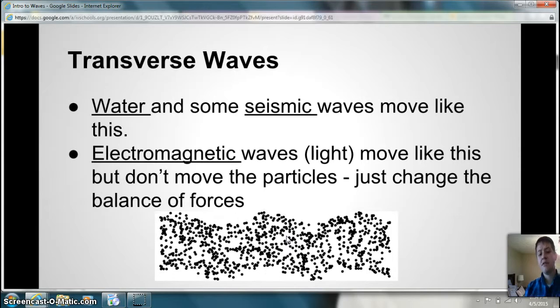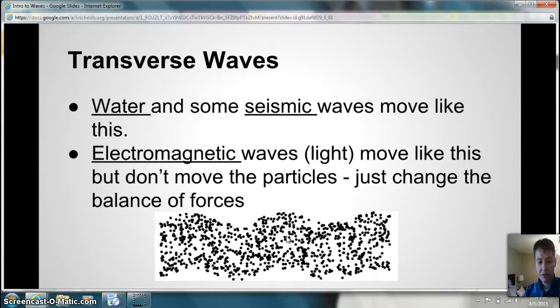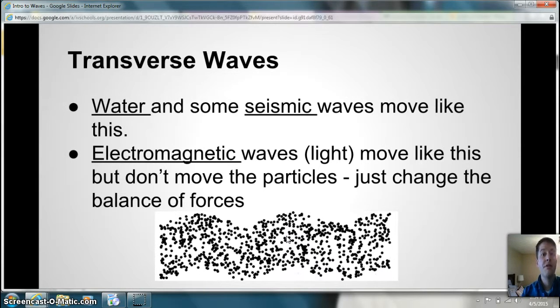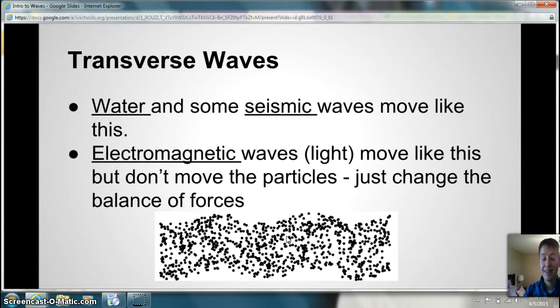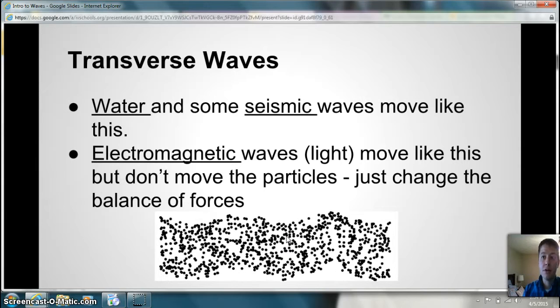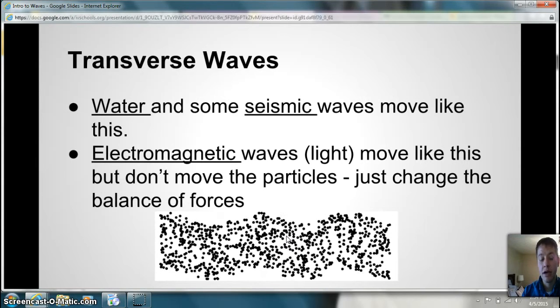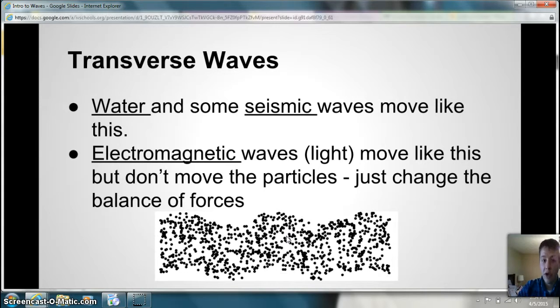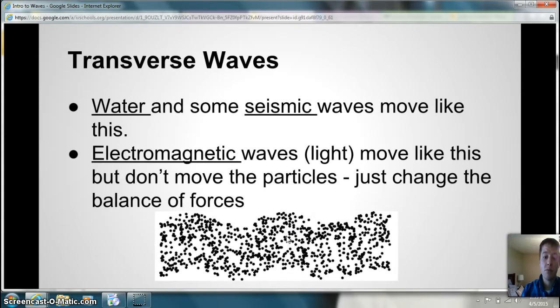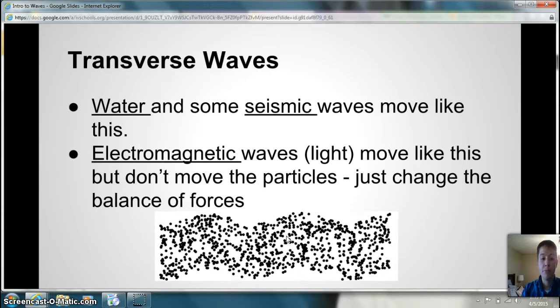Also, electromagnetic waves will behave in this pattern, but here's the crazy thing. They don't move particles. And because electromagnetic waves don't move particles, they don't need matter to travel through. That's why light can travel through space, but sound cannot. Sound must move air molecules. Electromagnetic waves just disrupt the force.